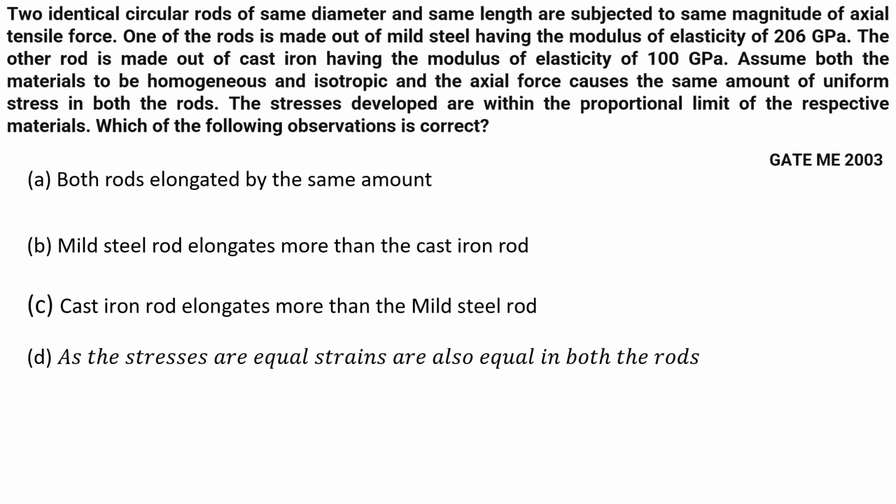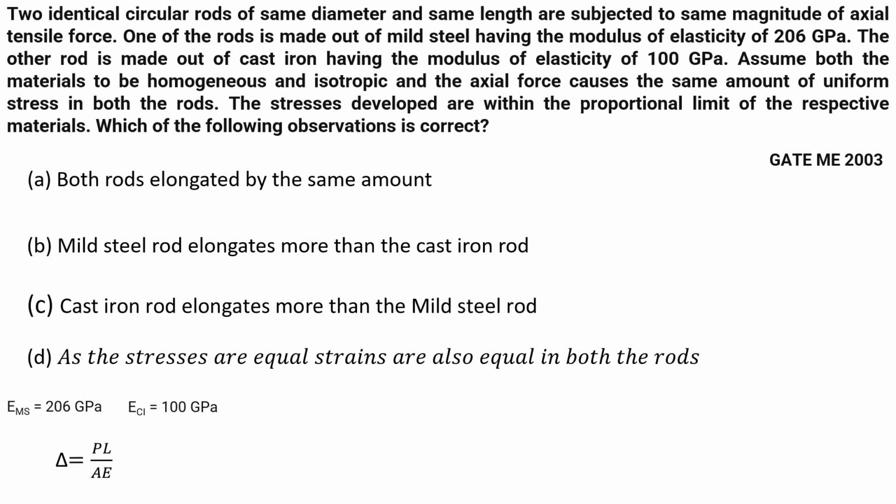So here it is given the two rods, one is made by the mild steel, another one is made by the cast iron, and also it is given the modulus of elasticity of the mild steel is 206 GPa and modulus of elasticity of the cast iron is 100 GPa, and both are having the same diameter, which means same cross sectional area and same length and subjected to the same amount of tensile forces. So then we have to determine the deformation in both of the rods.